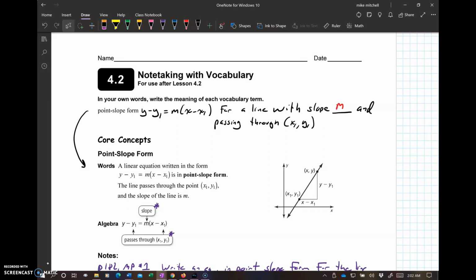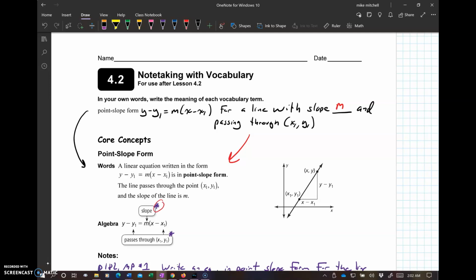So let's get this started off with point-slope form up here. y minus y1 equals m times x minus x1, for a line with slope m, and passing through the point x1, y1. I already had that written in there, forgot to erase that. If you look down here, you're going to see some more on this. It says basically the same thing right here.